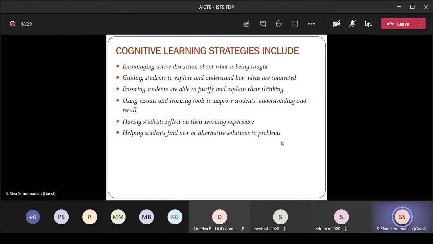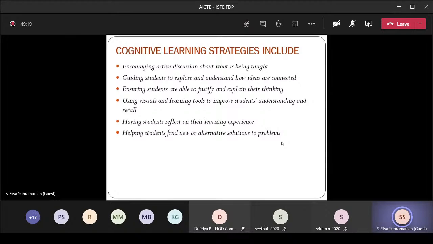At the same time, I should guide my students to explore and understand how ideas can be connected. When I teach a course from unit 1 to unit 5, there should be connectivity between those units. They cannot be left as isolated islands. We are responsible as teachers to connect them and make the student understand how these course units are coordinated. We need to ensure that students are able to justify and explain their thinking. And we need to use visuals and learning tools to improve students' understanding and recalling, like online MCQ tests, presentations, case study approaches, or making them attend presentation conferences.